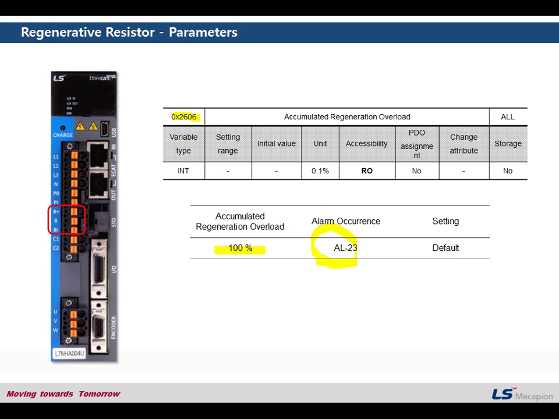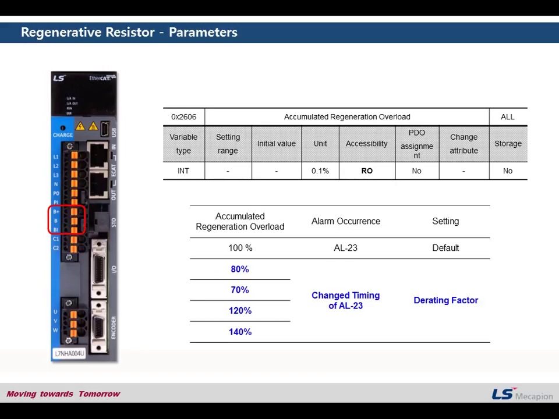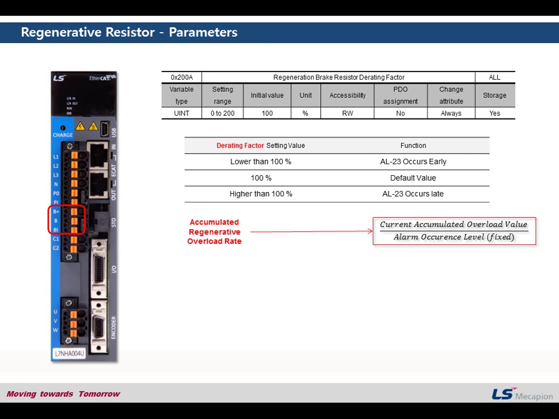However, some customers need to change this criteria, 100%, to other values, because every system has a different circumstance like this. You can set the criteria for alarm 23 as 80%, 70%, or 120, and even 140. By setting this value, the timing of alarm 23 can be changed. For this, the value we need to set is the derating factor. The parameter 200A is to set the derating factor.